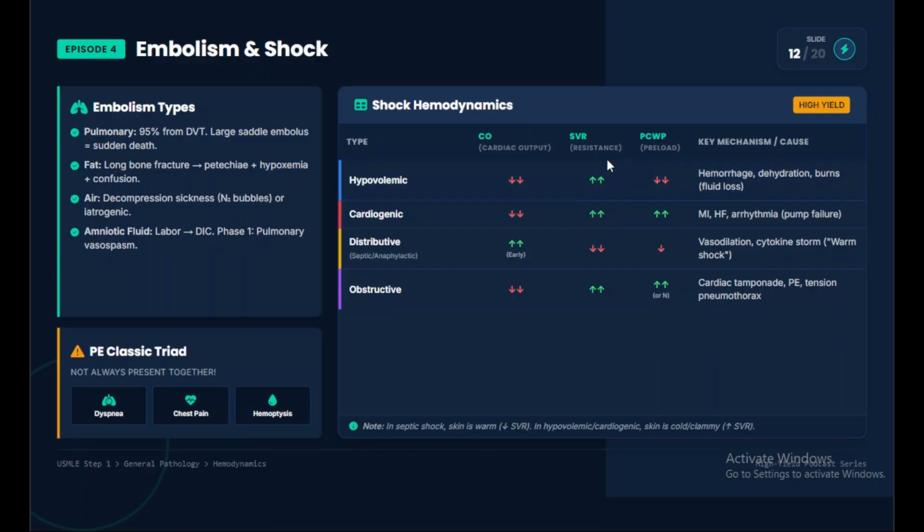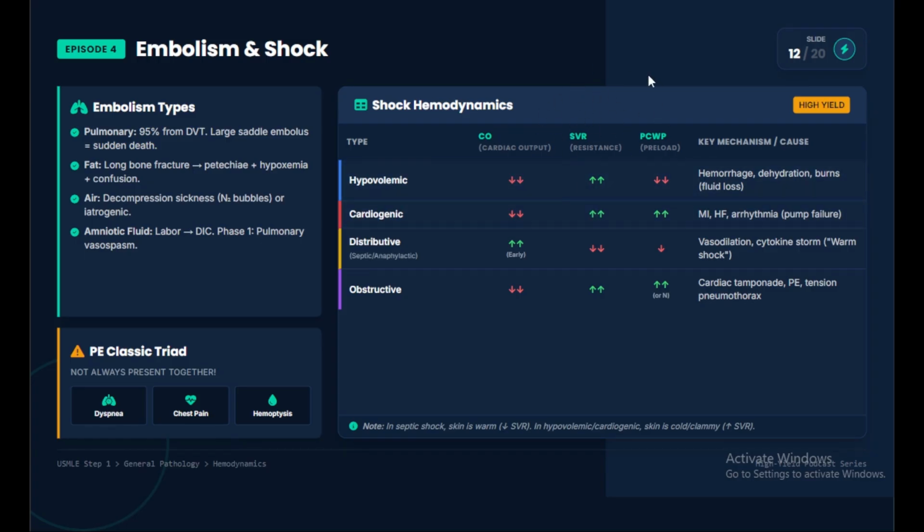Now the only thing that is increased in hypovolemic shock is the systemic vascular resistance, because the body senses that the patient is having less blood, and somehow you should increase the pressure of the vessel walls. So the body responds by vasoconstricting the vessels, increasing the resistance of the vessels, causing increased systemic vascular resistance, and that is why the SVR is the only increased entity in hypovolemic shock.